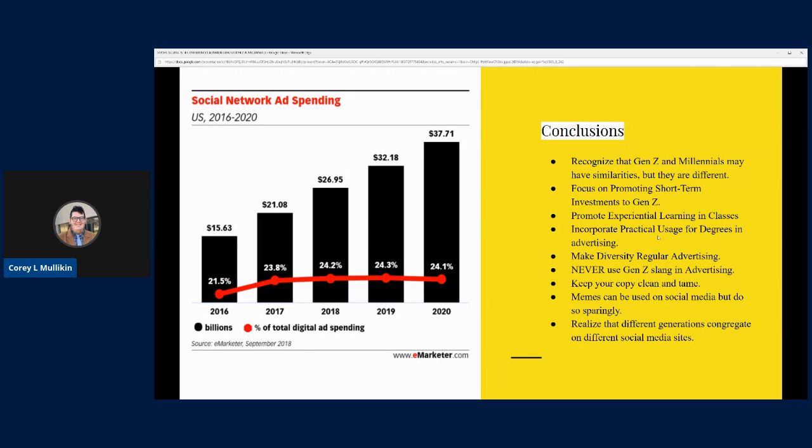Memes can be used on social media, but keep it sparingly used. And make sure they are good ones and clean ones. And realize that different generations congregate on different social medias. This was the big thing from Arby's, right? They knew their audience on Instagram, and they knew it would not work well elsewhere.